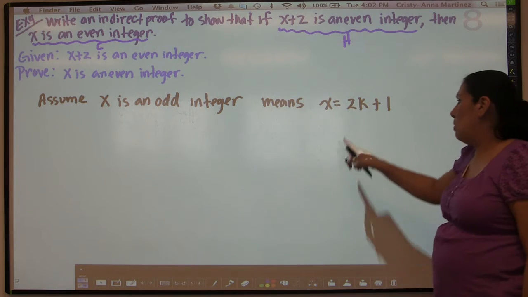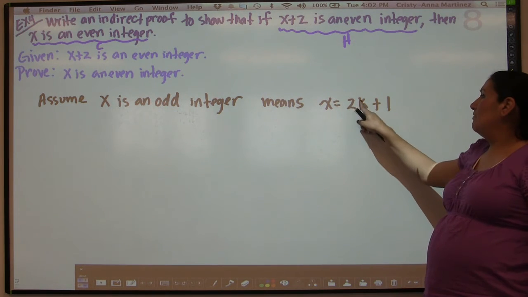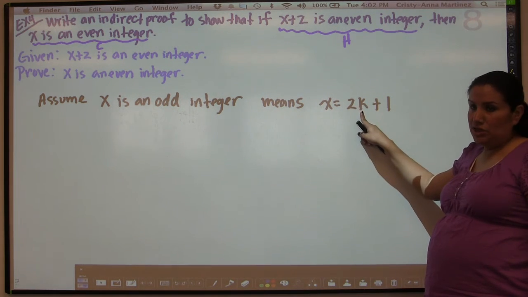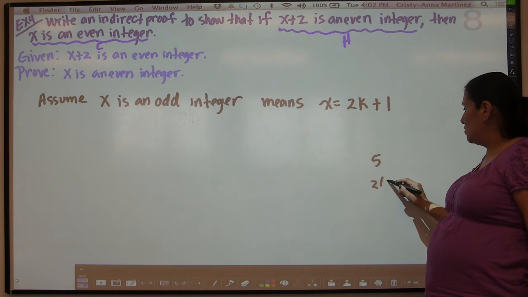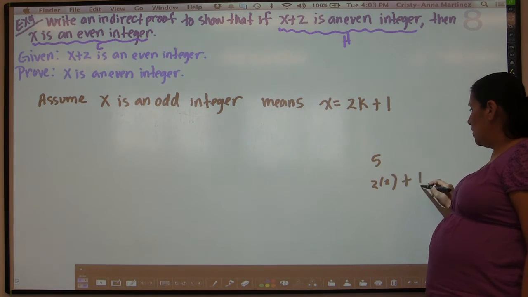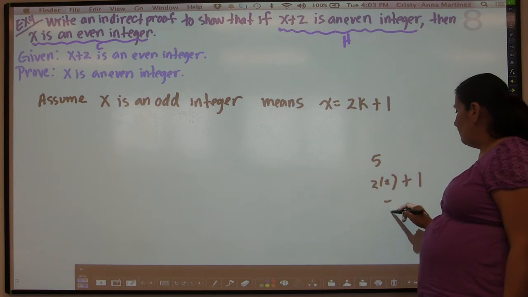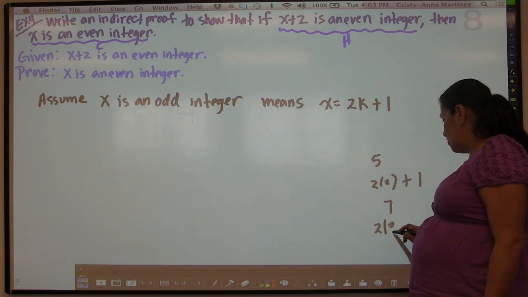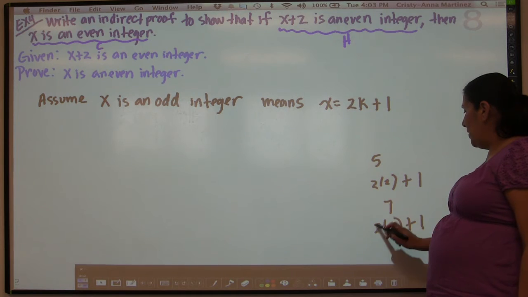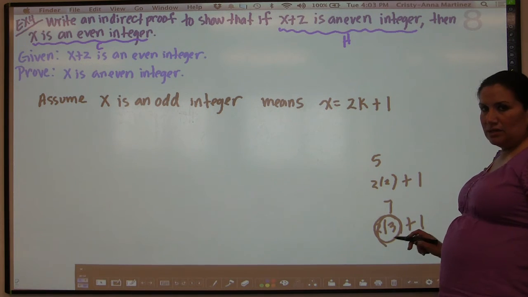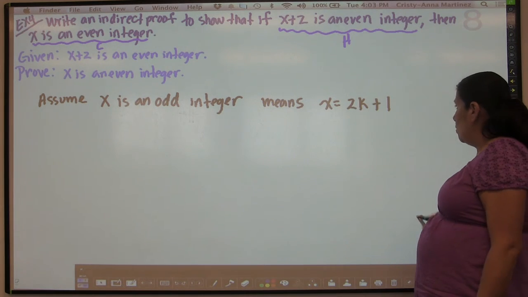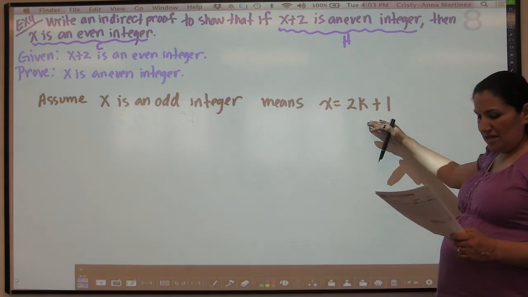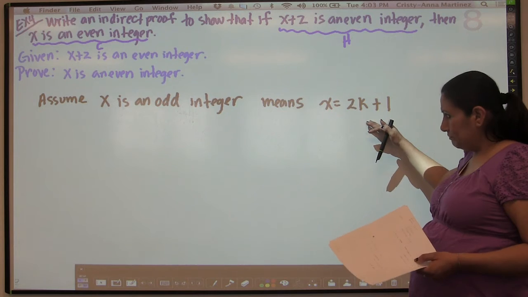2k plus 1. The 2 represents the pairs, so you can have any number of pairs. K is an integer. So for example, with the 5, you could go 2 times 2 is 4 plus 1. If you wanted to find 7, 7 could be written as 2 times 3 plus 1. So this is your pairs, and then you always have a plus 1, because that extra plus 1 is what makes it odd. So this is going to be our expression that represents an odd integer.